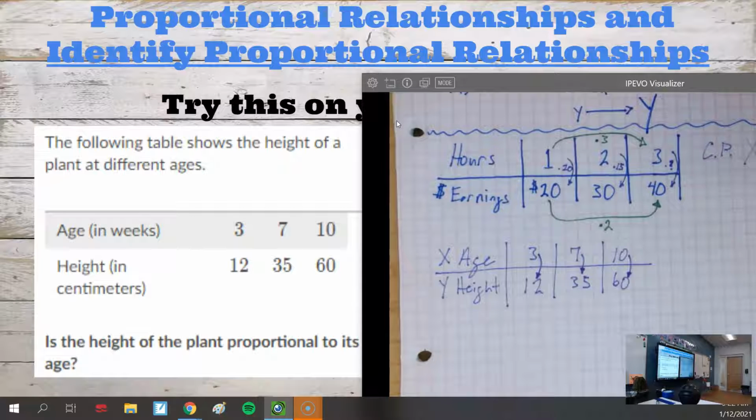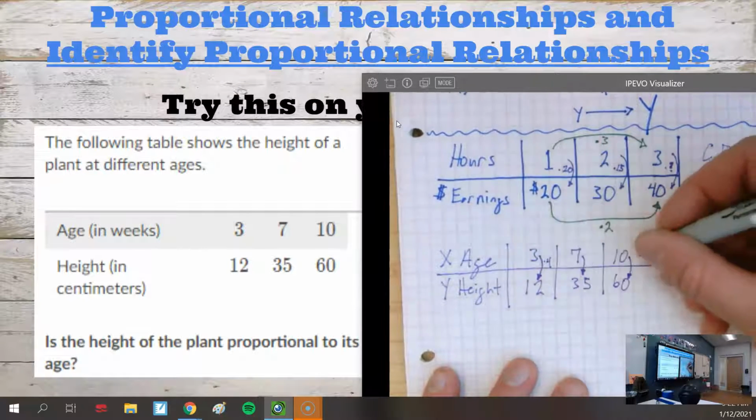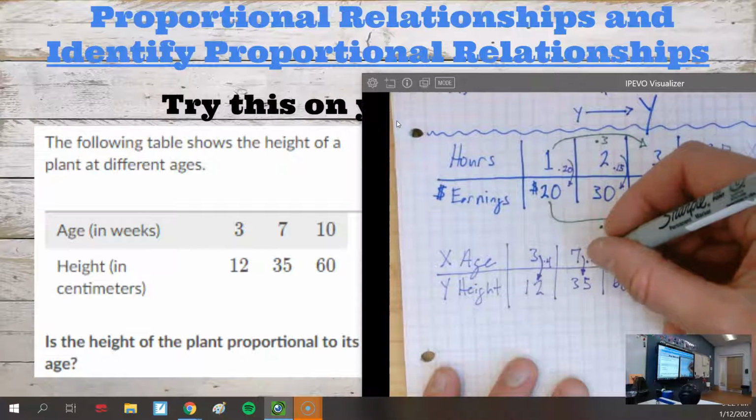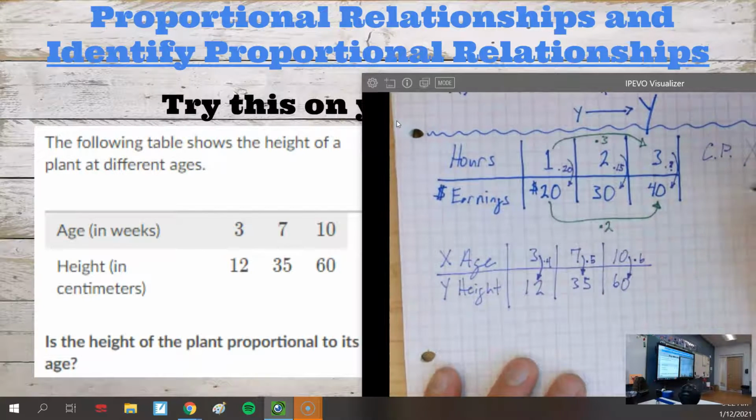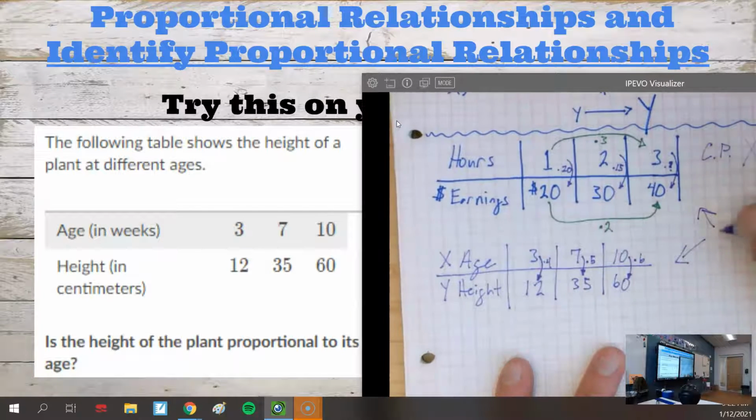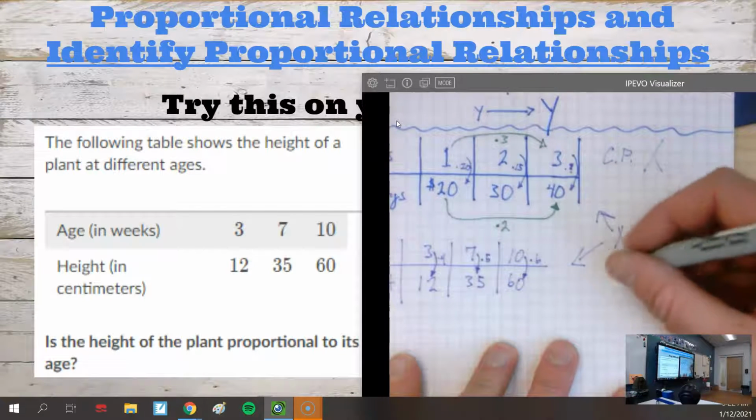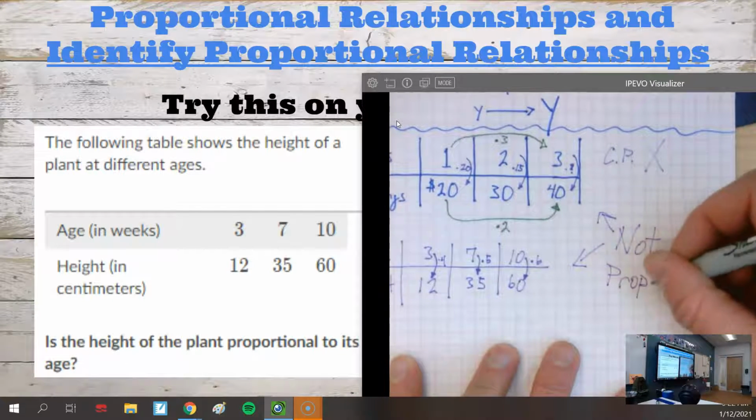I'm going to pick on people that seem to be avoiding participation. So Skylar, do you think this is proportional or not? No. Why not? Because it's multiplied, like 3 to get to 12 is times 4, and then 10 to get to 60 is 6, and then 7 to 35 is 5. Yeah, so this fails also. So what we know is both of these, sorry, we should have written it up here, are not proportional. So that's what you want to write for both of these, that they are not proportional.